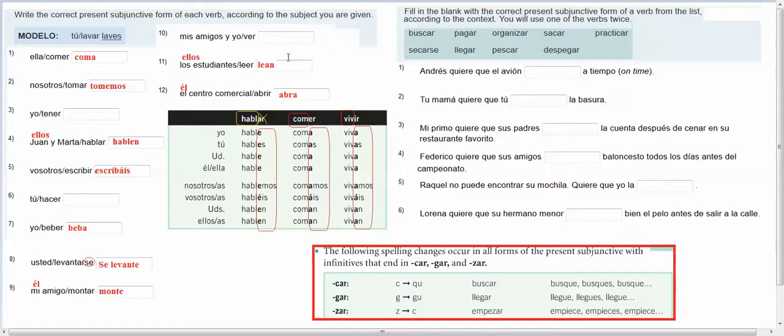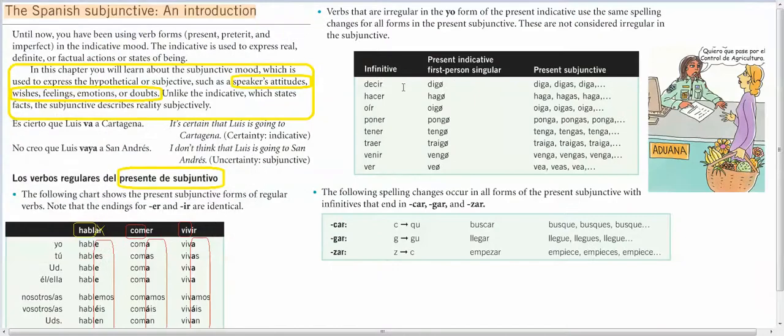Okay, so now what do I do with hacer, tener, and ver? Why did I skip them? Well, I skipped them because if you remember, all these other verbs were regular in the present indicative, but those three were irregular in the yo. If a verb is irregular in the yo in the present indicative, you use the same spelling changes for all forms in the present subjunctive. They are not considered irregular in the subjunctive. So what you would do is, for any verb that's irregular in the yo in the present indicative, you just change it to its yo spelling, then you drop its O, and then you add the opposite ending.